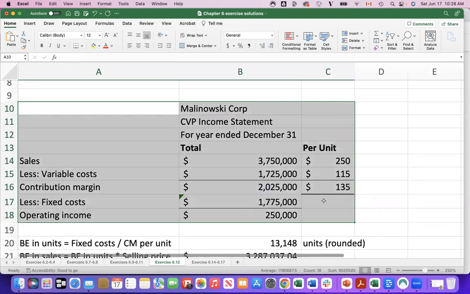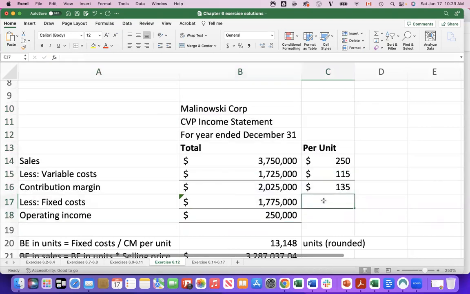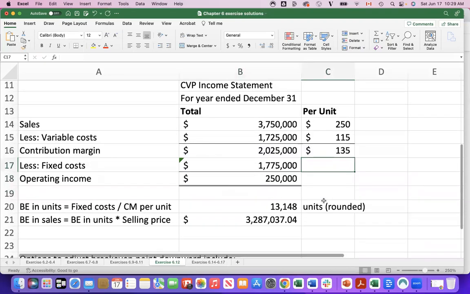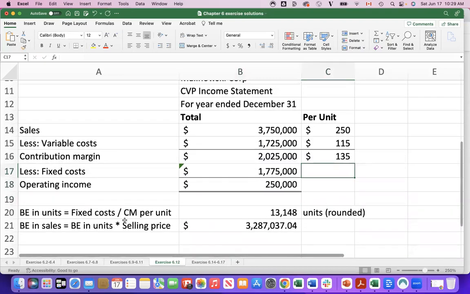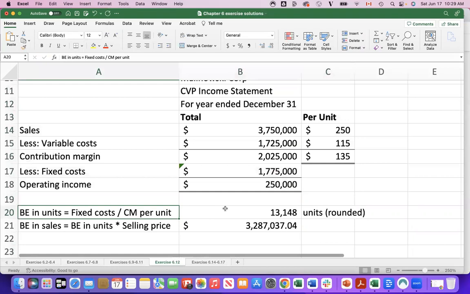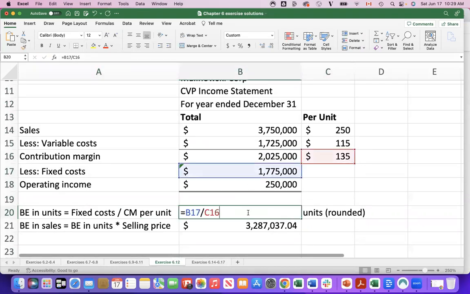Based off of this, now we can go ahead and do some CVP analysis, figure out what the break-even point is and so on. Our break-even point in units, remember our formula, it's fixed cost divided by contribution margin per unit. Fixed costs were 1.775 million. Our contribution margin per unit, which we get from the income statement as well, was $135. So rounding to the nearest unit, we get a break-even point in units of 13,148. So if we sell that many units, our operating income would be zero.